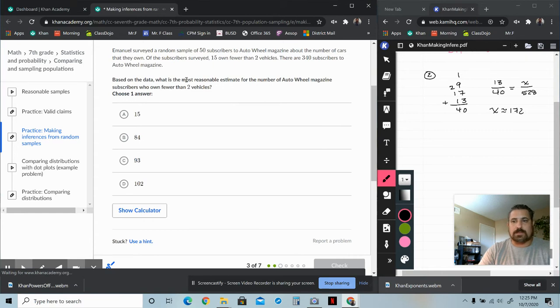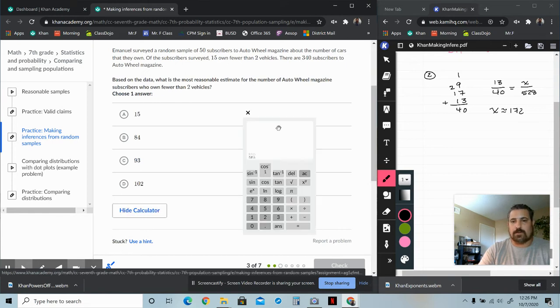Okay, for the next one, it says, Emmanuel surveyed a random sample of 50 subscribers to Auto Wheel magazine about the number of cars that they own. Of the subscribers surveyed, 15 own fewer than 2 vehicles. There are 340 subscribers to Auto Wheel magazine. Based on the data, what is the most reasonable estimate for the number of Auto Wheel magazine subscribers who own fewer than 2 vehicles? So once again, you get the calculator out.